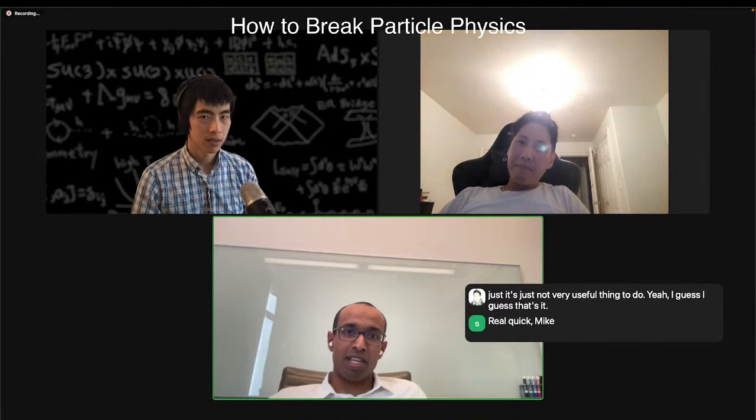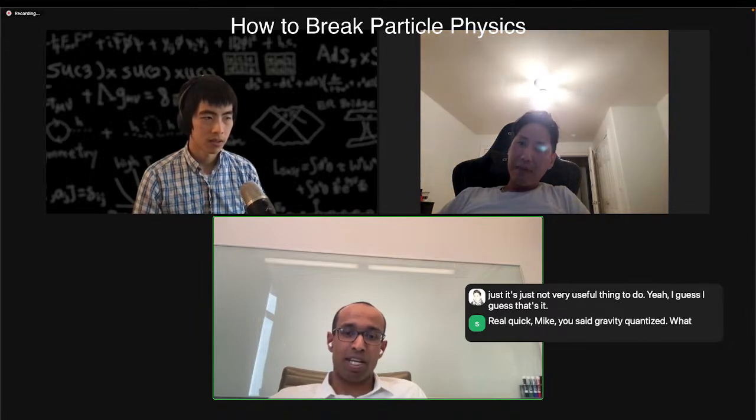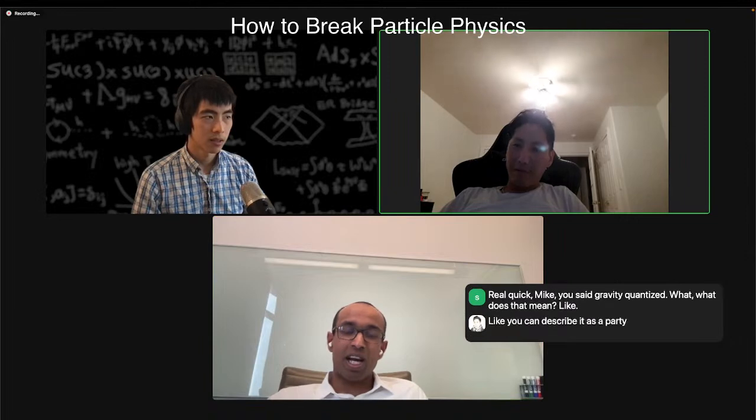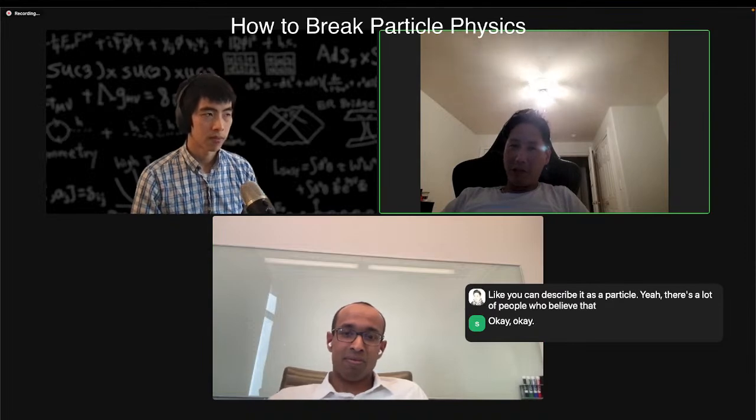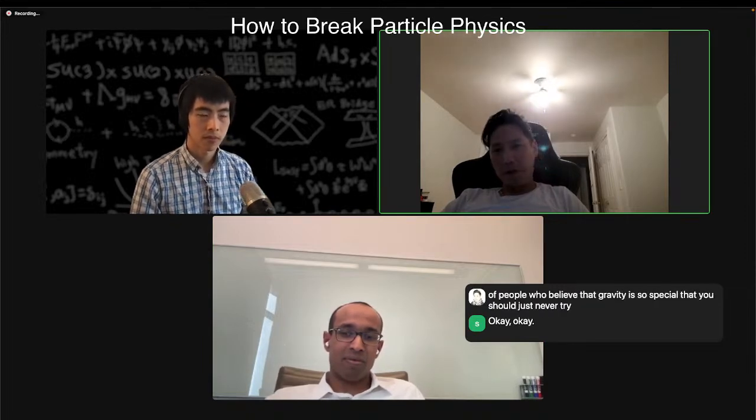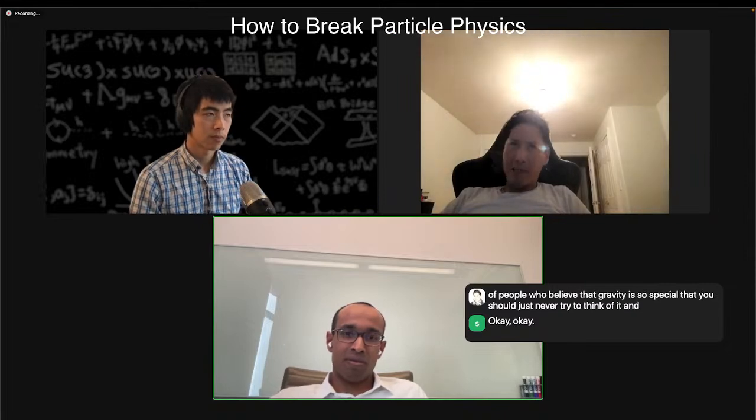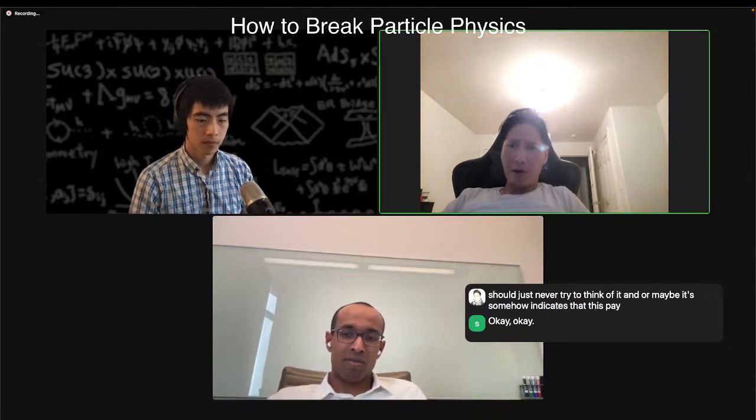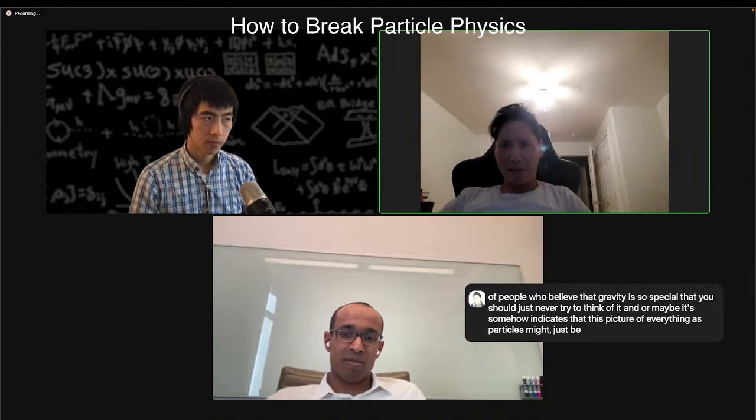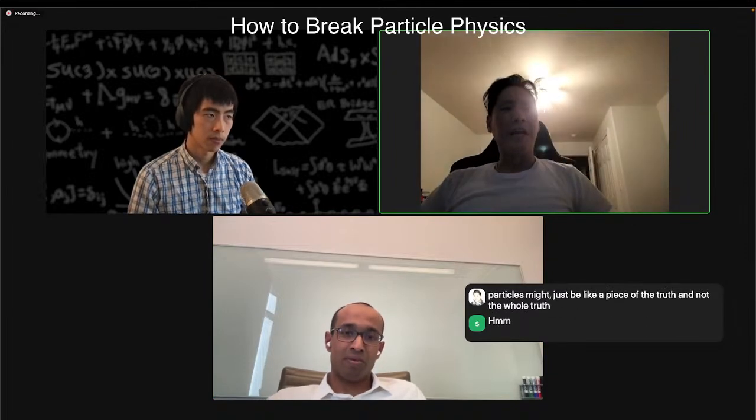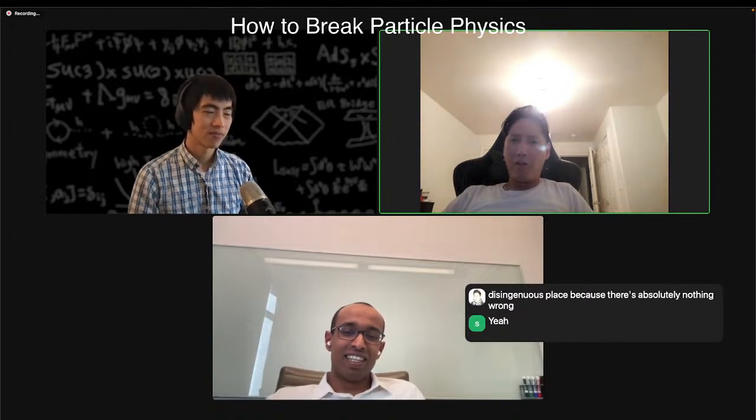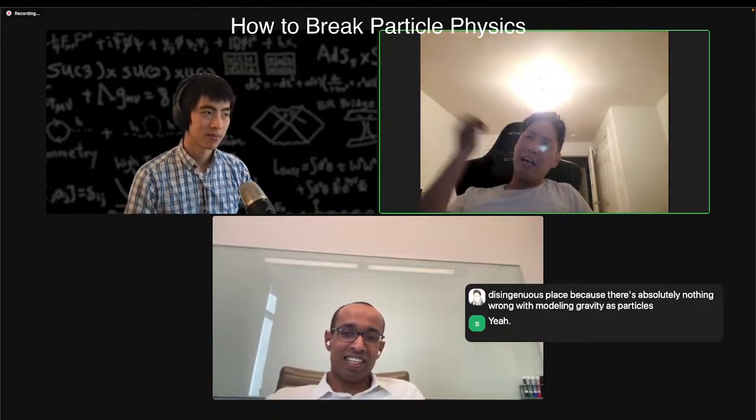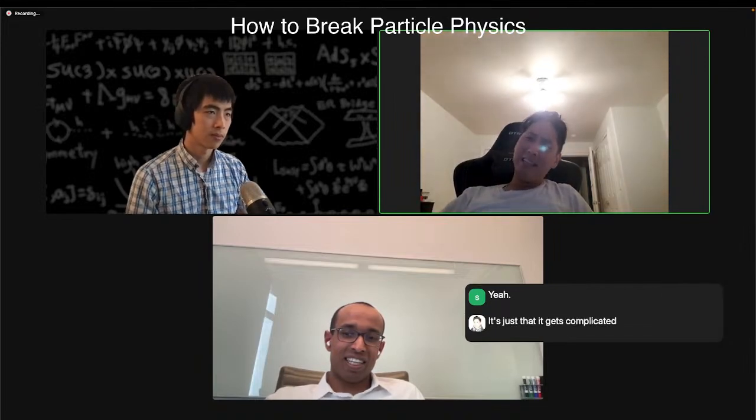Real quick, Mike, you said gravity quantized. What does that mean? You can describe it as a particle. There's a lot of people who believe that gravity is so special that you should just never try to think of it as a particle, or maybe it somehow indicates that this picture of everything as particles might just be a piece of the truth and not the whole truth. That could be true, but I just think that all of these arguments are coming from kind of a disingenuous place, because there's absolutely nothing wrong with modeling gravity as particles. It's just that it gets complicated.